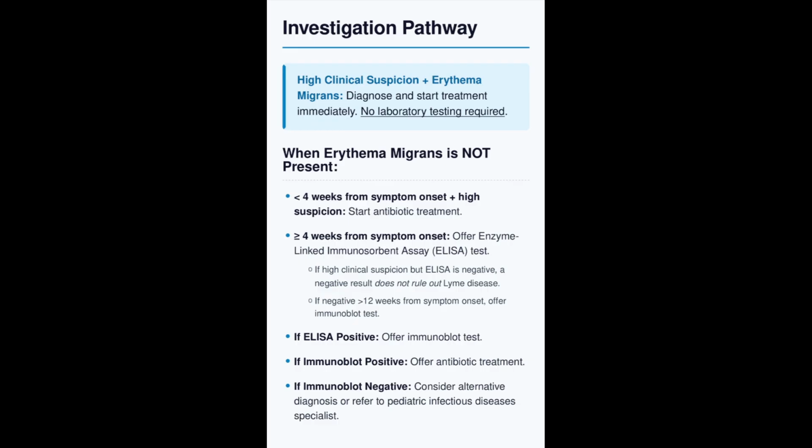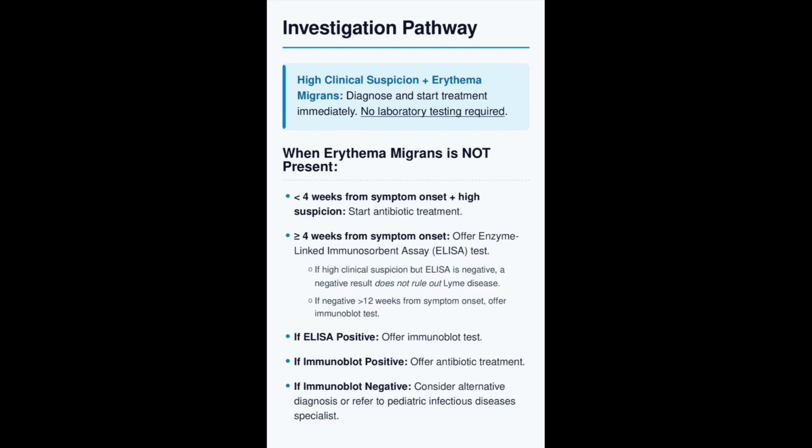We have to see whether erythema migrans rash is present or not. If erythema migrans rash is present and there is a high clinical suspicion, then we can diagnose it as Lyme's disease and start treatment immediately. No laboratory testing is required.